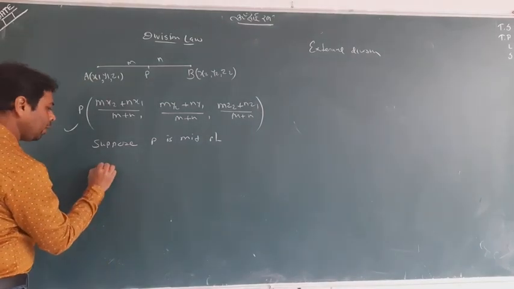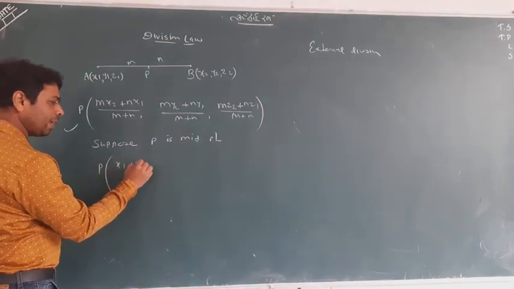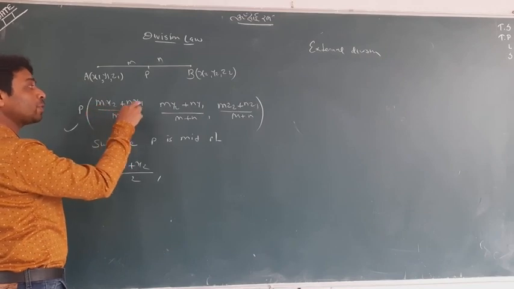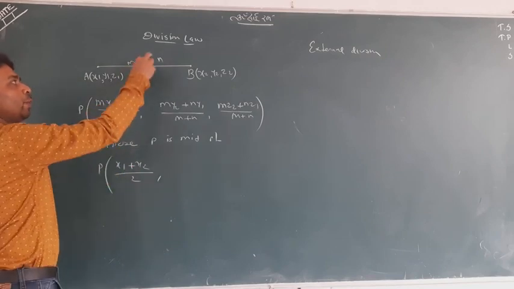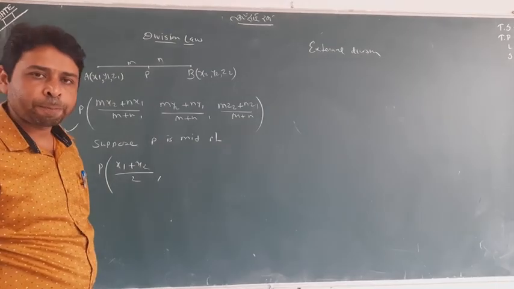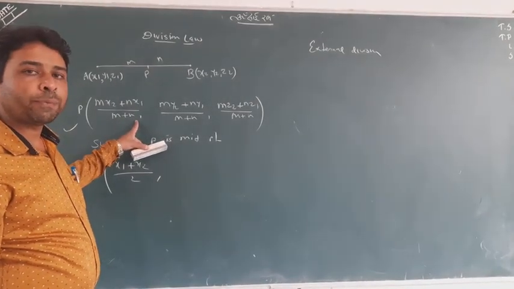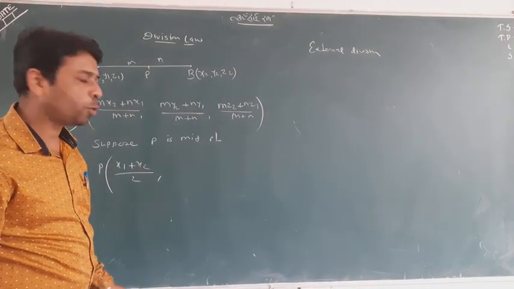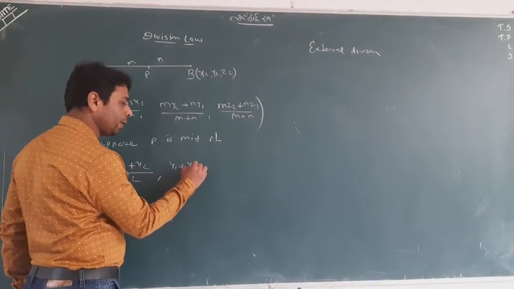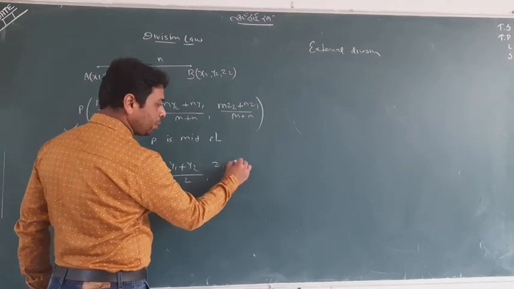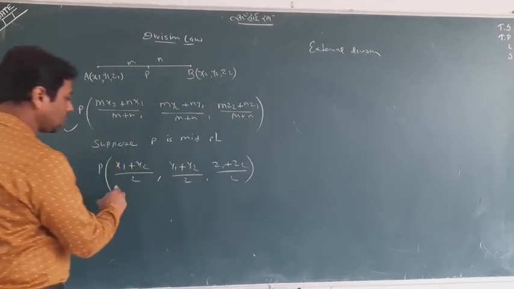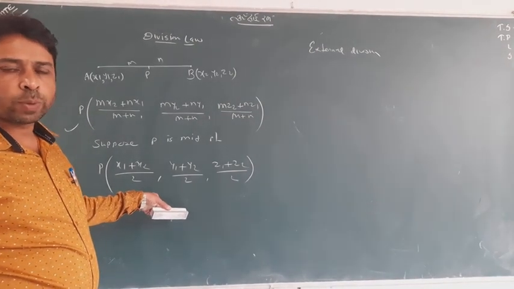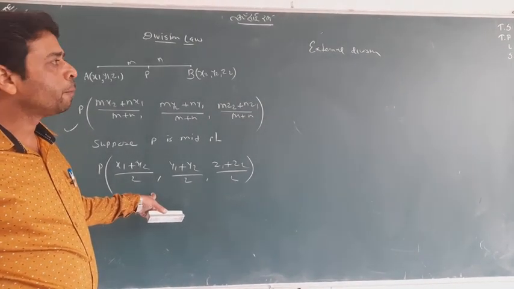So the formula will be x1 plus x2 upon 2, because it's (mx2 plus mx1) upon (m plus m), because n equals m when P is a midpoint. So m plus m will be 2m. When we take m common, m will cancel, and we'll have (x1 plus x2) upon 2, the same as (y1 plus y2) upon 2 and (z1 plus z2) upon 2. This is the coordinate of the midpoint. That is very important; it will be used in class 12th also.